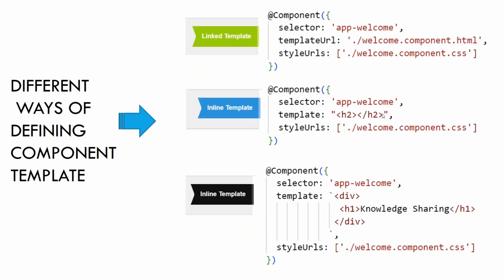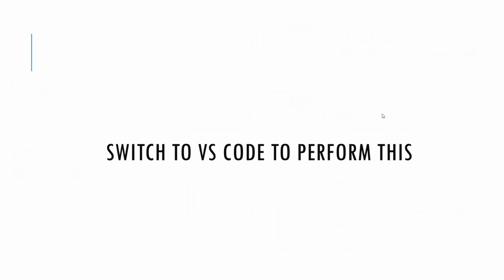There are different ways of defining the component templates. First is the link template, in which we have to mention the template path, and second is the inline template, where we are simply providing the HTML in a single line between the double quotes. Last is between the backticks. This is the ECMAScript 2015 way of giving the HTML, in which we can define our multi-line HTML. Fine. So let's switch to Visual Studio to perform this code.